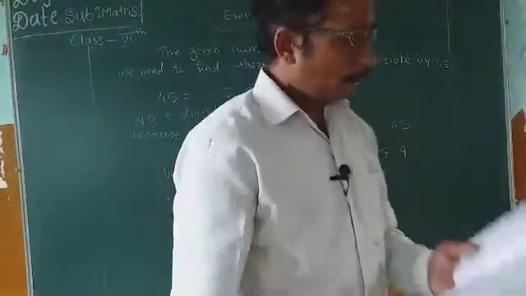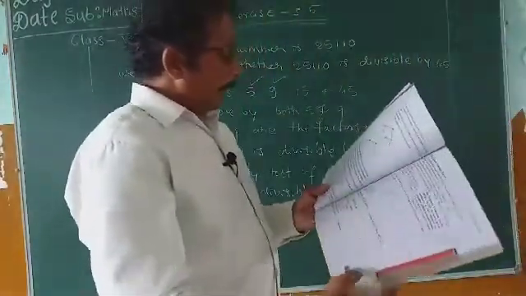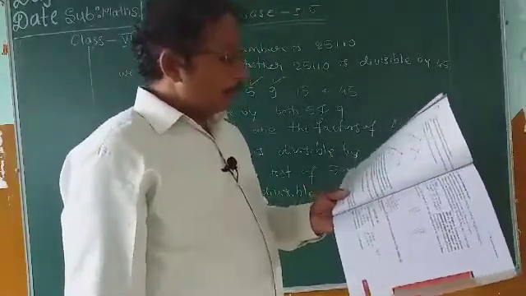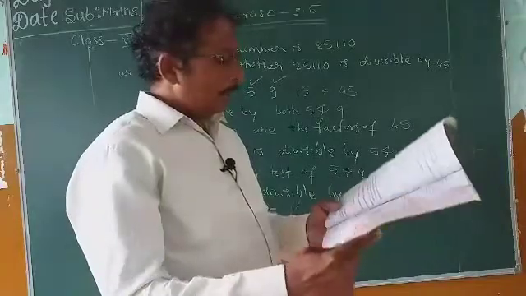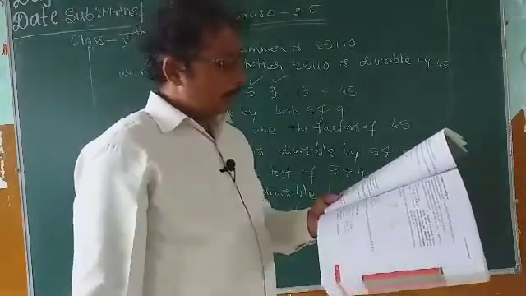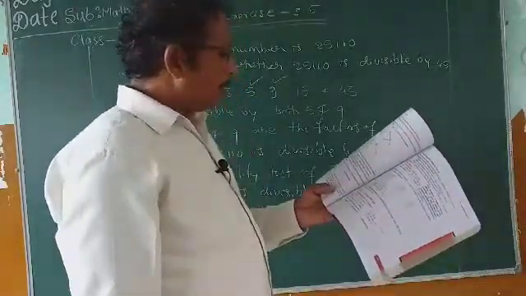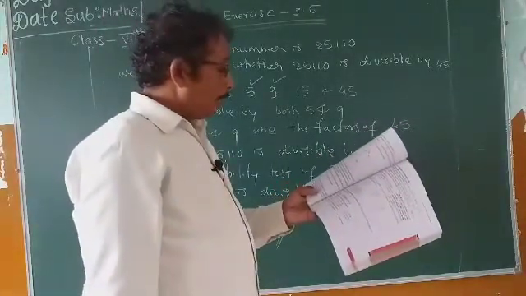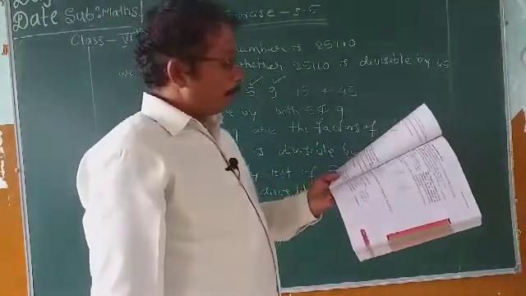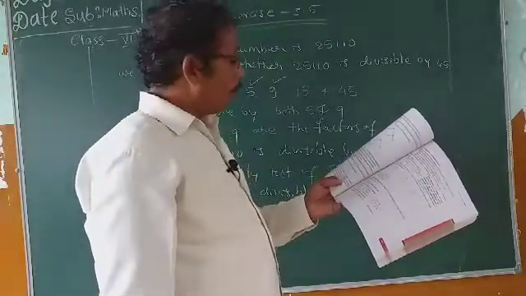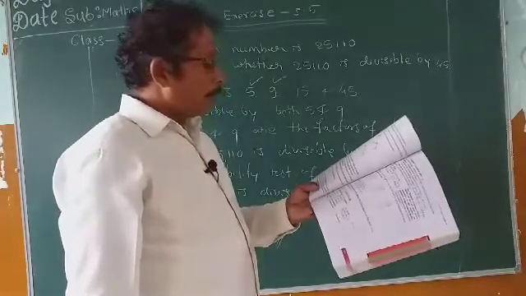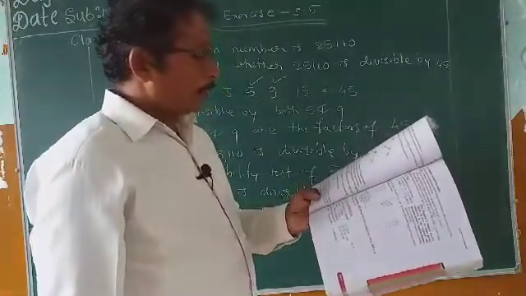Question number 11. 18 is divisible by both 2 and 3. It is also divisible by 2 into 3, which is equal to 6. Similarly, a number is divisible by both 4 and 6. Can we say that the number must also be divisible by 4 into 6, which is equal to 24? If not, give an example to justify your answer.